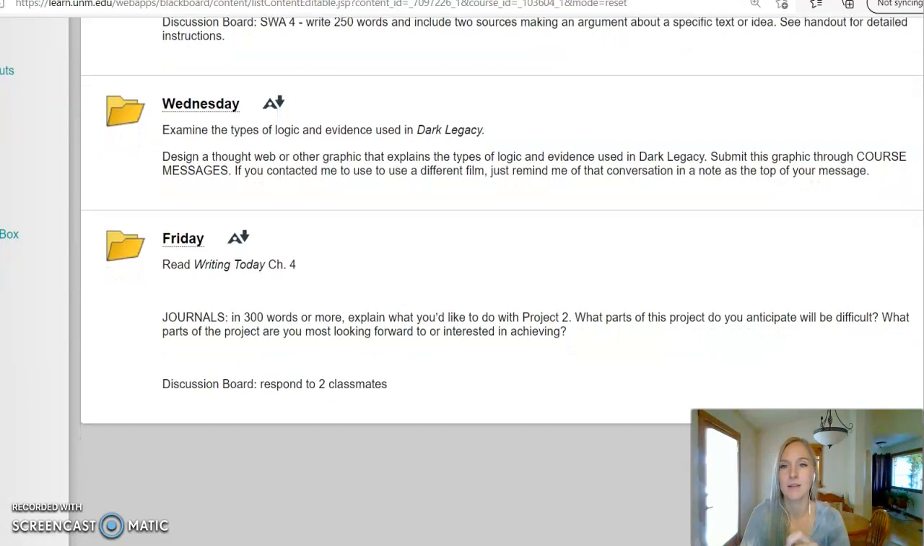So Wednesday, you're going to examine the types of logic and evidence used in Dark Legacy. You're going to continue thinking about that and design a thought web or another graphic that explains the types of logic and evidence used in that film. Then take a picture of the thought web, or whatever visual mapping you do, showing how that logic and evidence work together and overlap, and submit it through course messages.